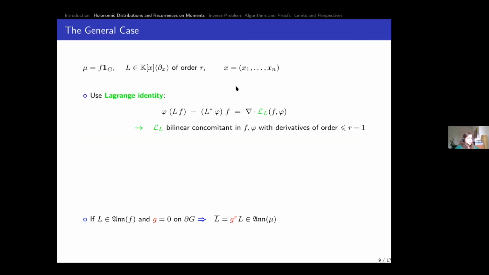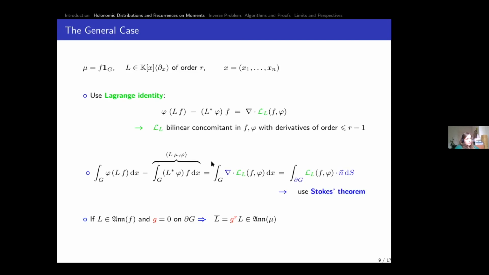And this is simply based on using the Lagrange identity and noticing that this term here, which is called the bilinear concomitant, is explicitly known, and it contains only derivatives up to order r minus 1. And when we apply this identity, we observe that this term contains exactly the linear operation of our measure multiplied by the operator that we want to build.